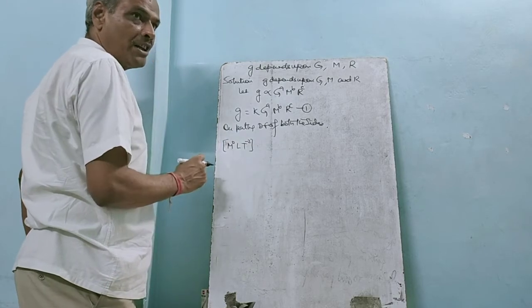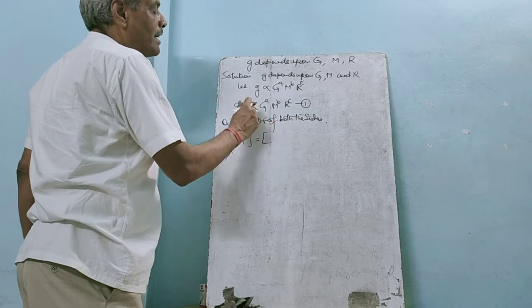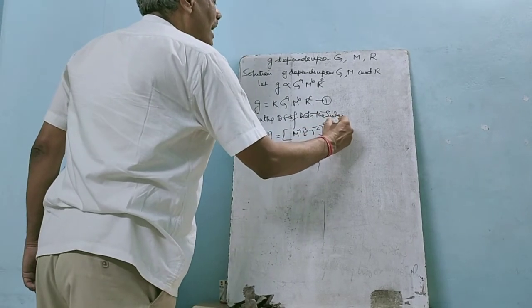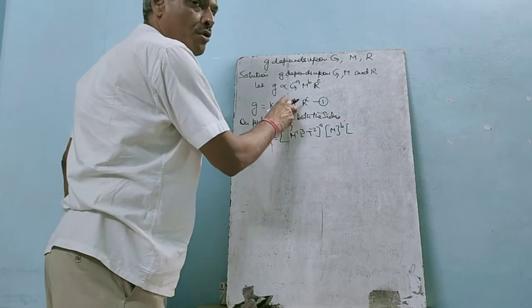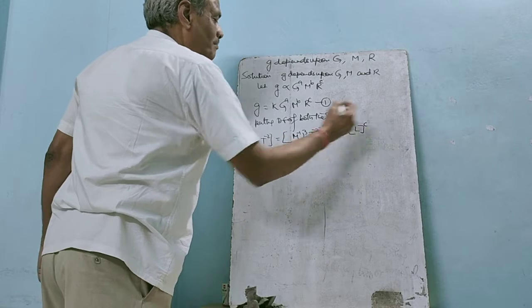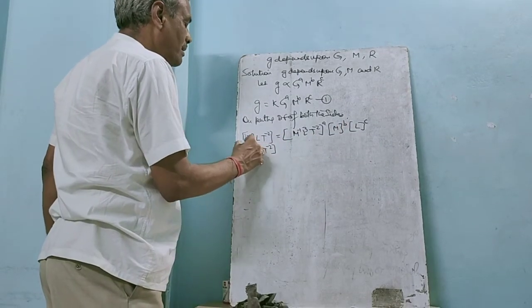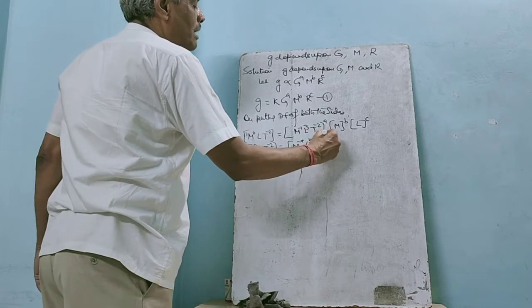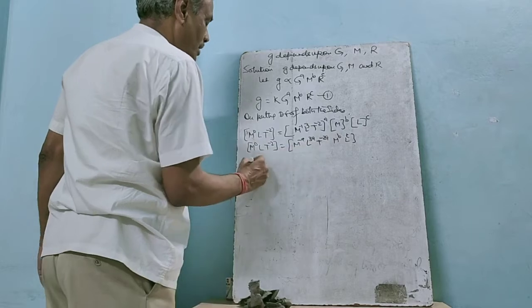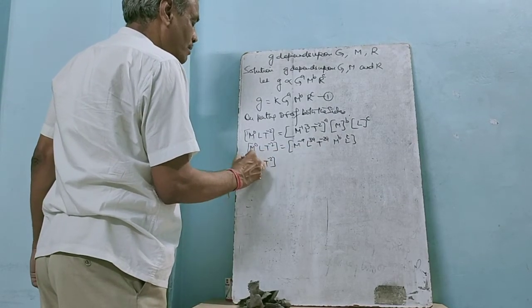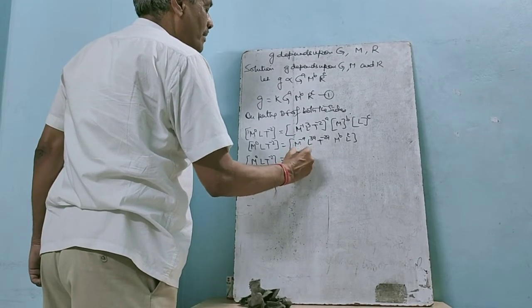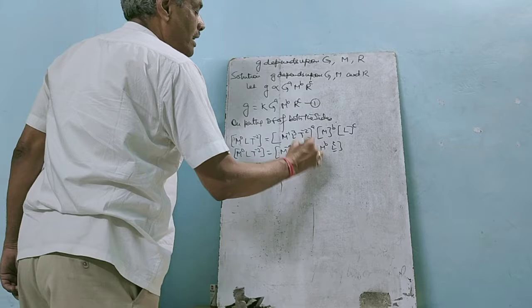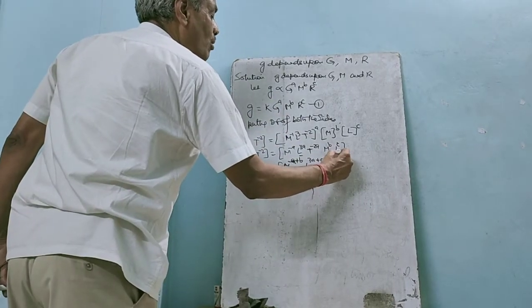Because now we have to compare the powers of M, L, T, so it will be easier this way: M to power 0, L, T minus 2. k is dimensionless, capital G is M minus 1 L 3 T minus 2 to power a, and M is mass, the dimensional formula of mass is M, and of radius is L. So M0 L T minus 2 equals M minus a, L 3a, T minus 2a, M b, L c. So M0 L T minus 2 equals M to power minus a plus b, L to power 3a plus c, and T to power minus 2a.